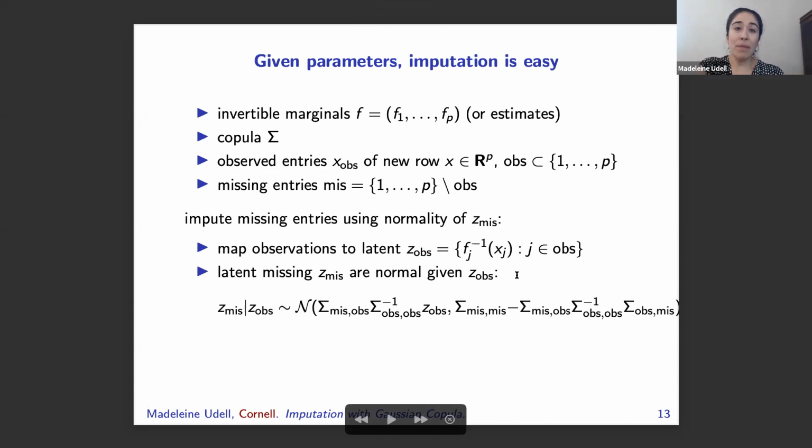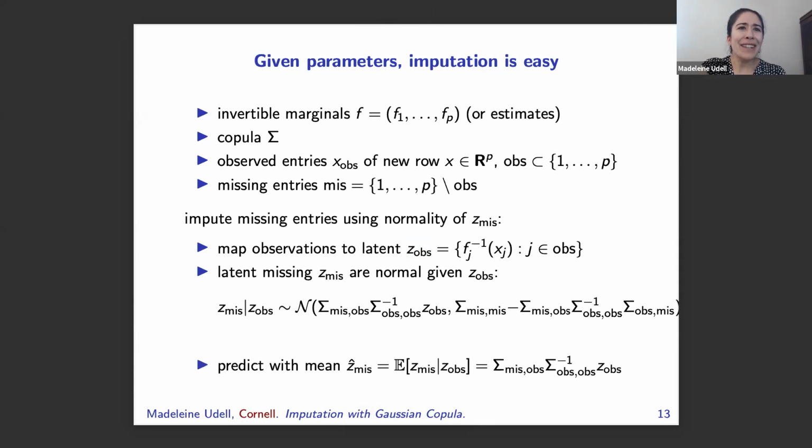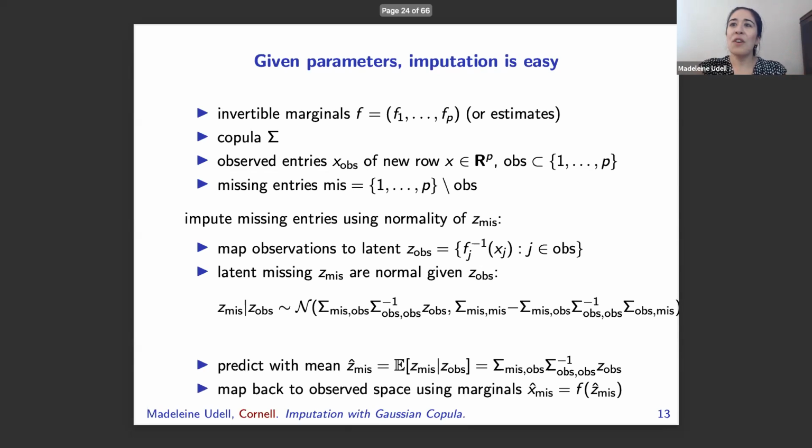Okay. Next step is normality. The latent missing variables are normal given the latent observed variables, and you can compute the mean and the variance. The variance is just the Schur complement. It's all very canonical. Now we can predict the missing values with their mean. We could also write down the confidence interval, right? We've got a full distributional understanding of what's going on. Okay, and then to map to the observed values, you just map them through the marginals F.